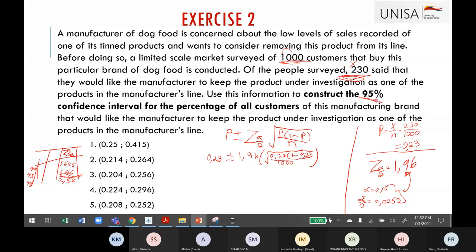Have you calculated these values, the part after the plus or minus, or not? Yes, that's 0.026835. Wait, slowly. 0.026083. I kept a lot of decimals. Then it's fine. 0.23. Have I written it right? That's the most important part. Yes, you have.